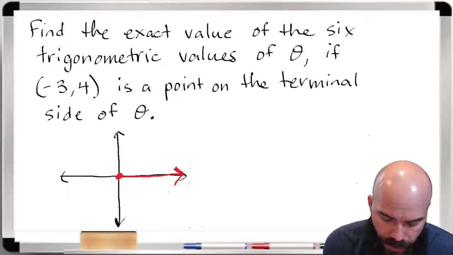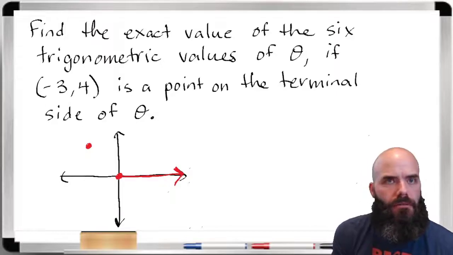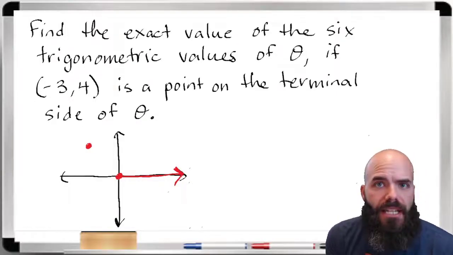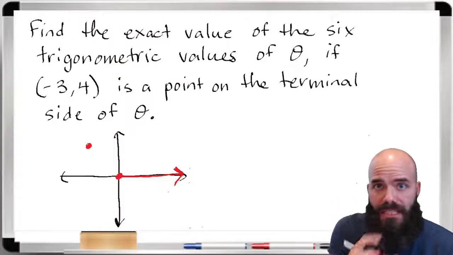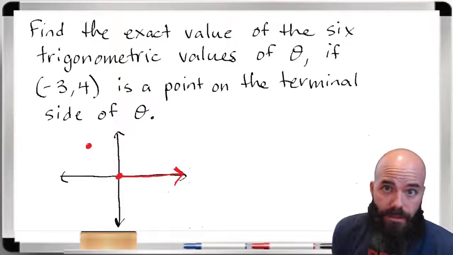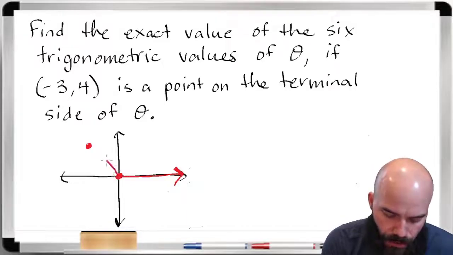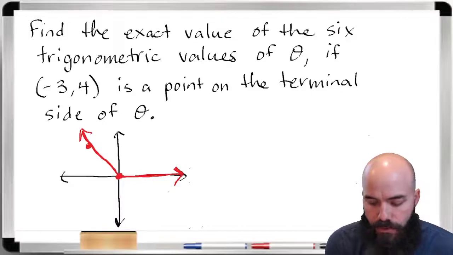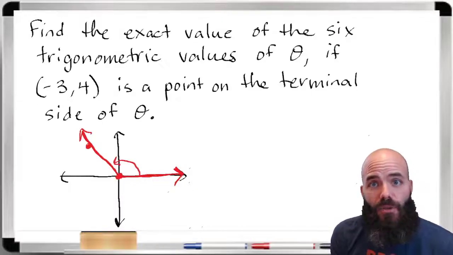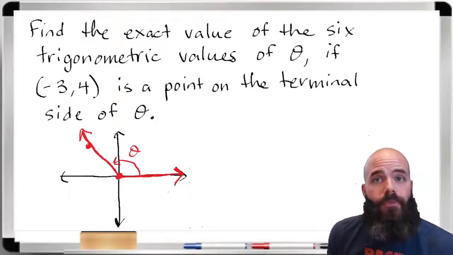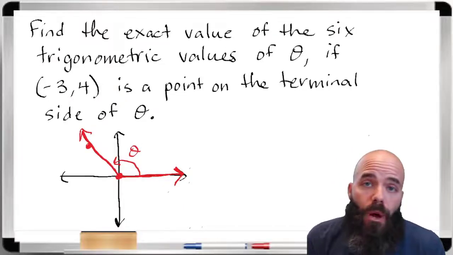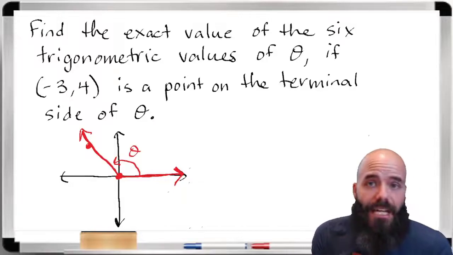So if I go over -3, go up 4, there's that coordinate. It doesn't have to be exact. We're sketching the angle, so you don't have to put the hash marks along your axes. You just need to approximate where it's going to be. You're going to sketch your terminal side. So there's the terminal side of my angle. Theta is the angle created by the initial side and the terminal side. So boom, there's theta.